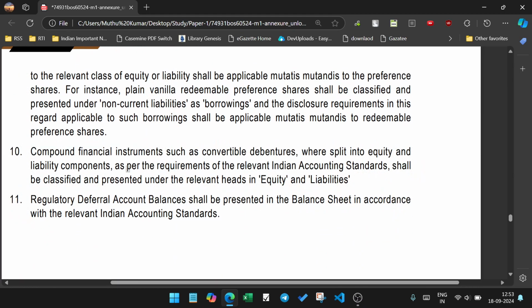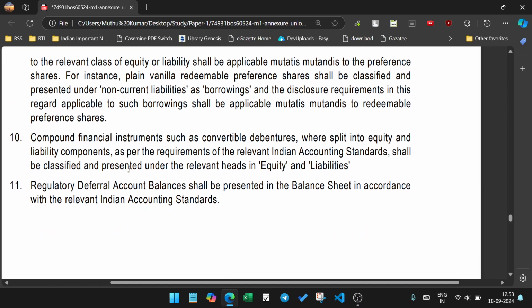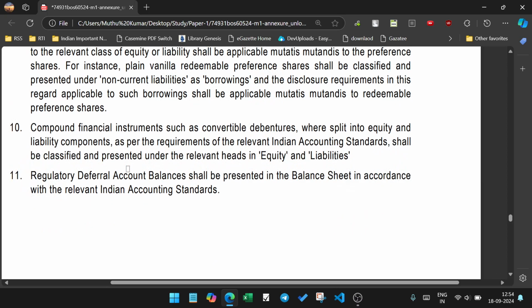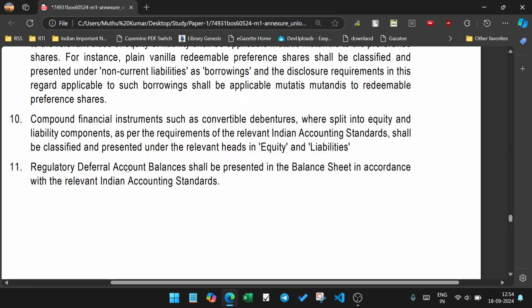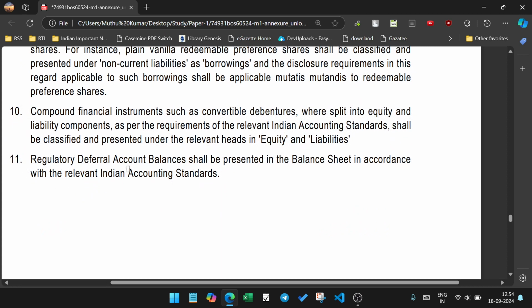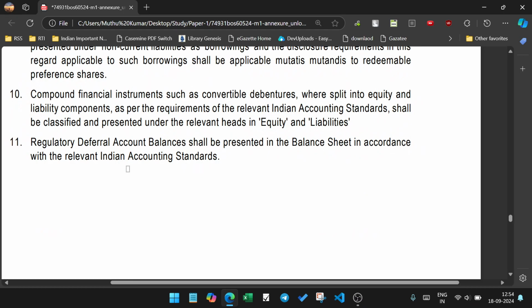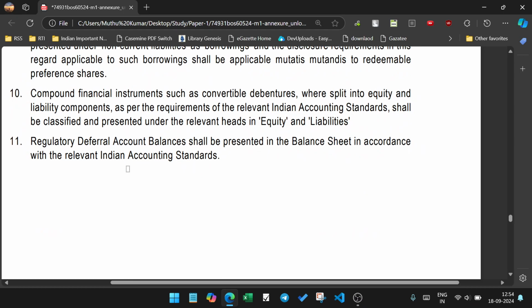For instance, a plain vanilla redeemable preference share shall be classified and presented under non-current liabilities, borrowings. The disclosure requirements applicable to borrowings shall be applicable mutatis mutandis to redeemable preference shares. Compound financial instruments such as convertible debentures are split into equity and liability components as per the requirement of the relevant Indian accounting standard, and shall be classified and presented under the relevant head, equity and liability.